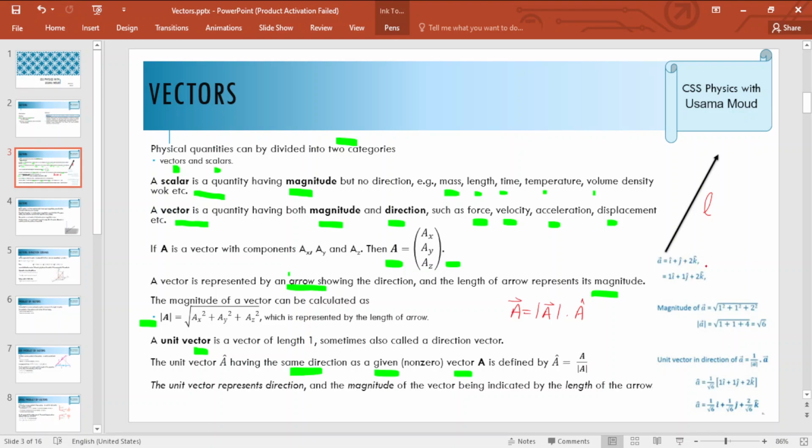For example, this is a vector: 1i, 1j and 2k. I hope you already understand that i, j, k are the unit vectors along the x, y and z directions. You have already studied this in your college level physics and mathematics course. The magnitude can be calculated like this, and the vector divided by its magnitude would be the unit vector. If you calculate the magnitude of this unit vector, it would be 1. It only gives us the direction of this vector a.